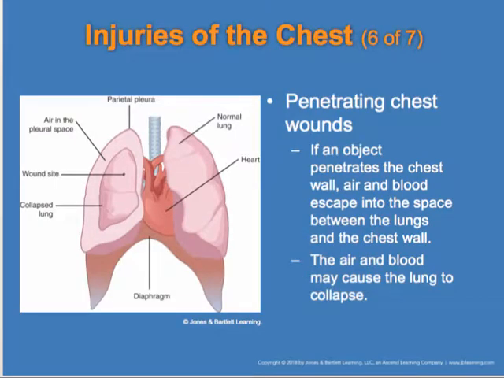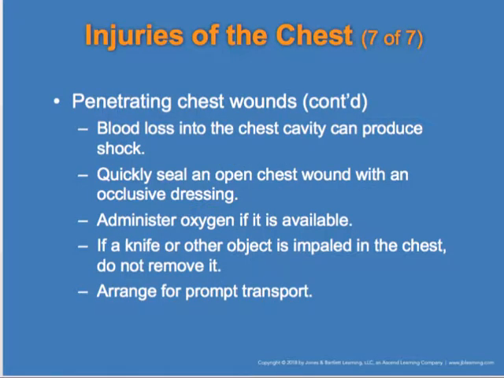Penetrating chest wounds. If an object penetrates the chest wall and air and blood escape into the space between the lungs and the chest wall, this is a penetrating chest wound. Air and blood may cause the lung to actually collapse, really affecting the body's ability to bring oxygen in. Blood loss into the chest cavity can produce shock.